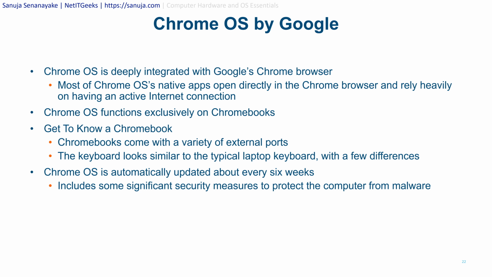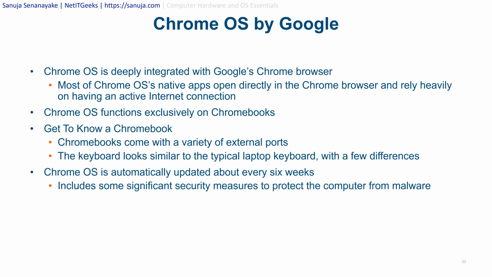Now we're going to switch gears again. This time we're going to be discussing the Chrome operating system by Google. So the Chrome operating system is deeply integrated with Google's Chrome browser. Most of the Chrome operating system's native apps open directly in the Chrome browser and rely heavily on having an active internet connection. In other words, Chrome operating system is basically an internet-based virtual operating system.